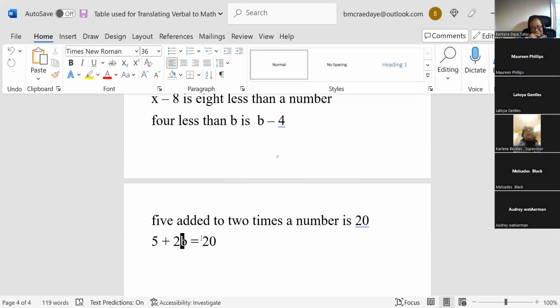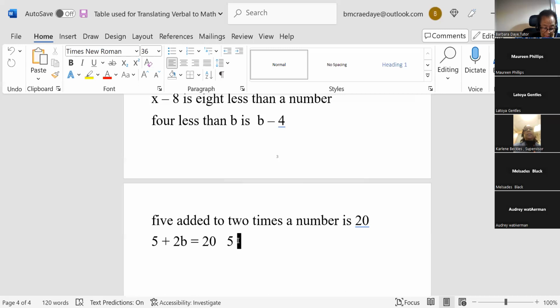I had to look at it again. The way you said it, Mercedes, you would have to put it in parentheses. Remember, side by side is multiplication. 2B means 2 times B. What you said, Mercedes, would have worked had you put it in parentheses.